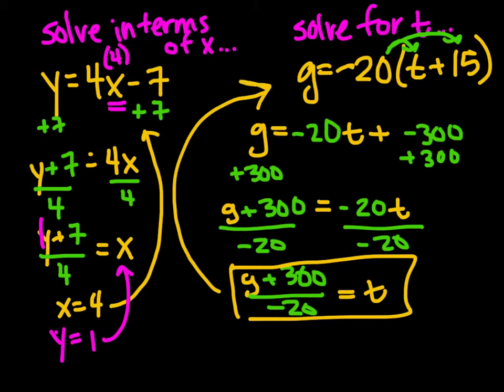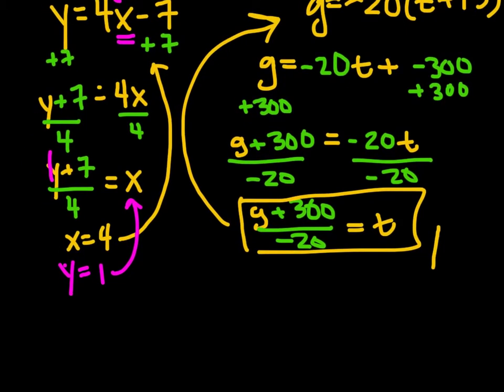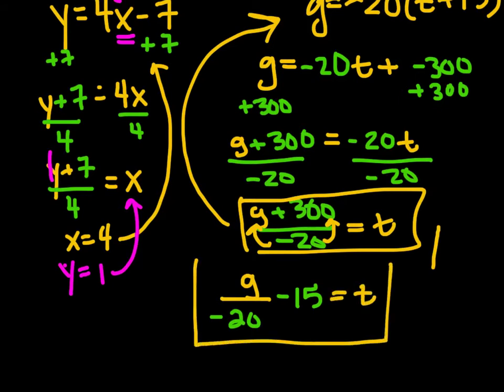We could also rewrite this one in yet another way really quick. This negative 20 is dividing that g, but it is also dividing this 300. 300 divided by negative 20 will get us a negative 15. So we could say g divided by negative 20 minus 15 is equal to t. Another equivalent expression. All of these equal the same thing.